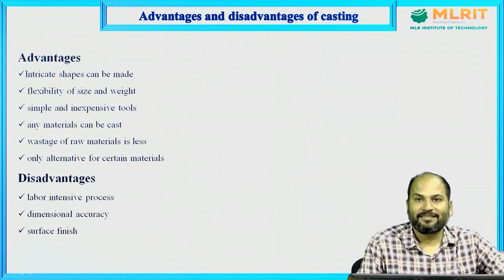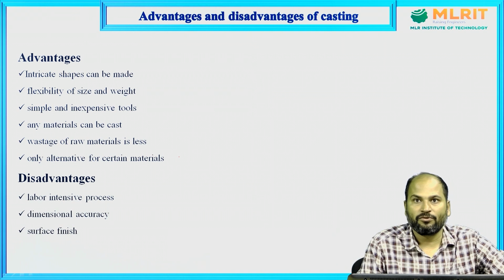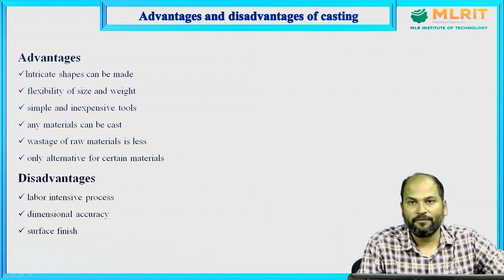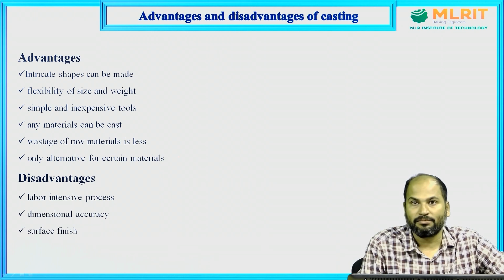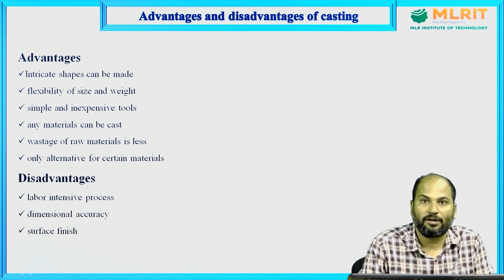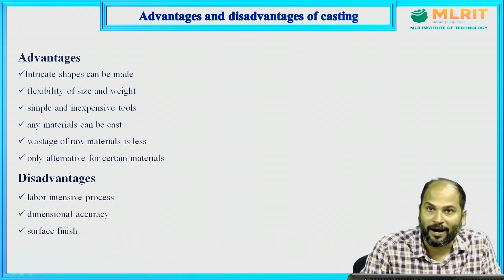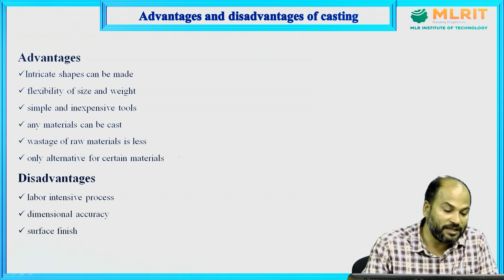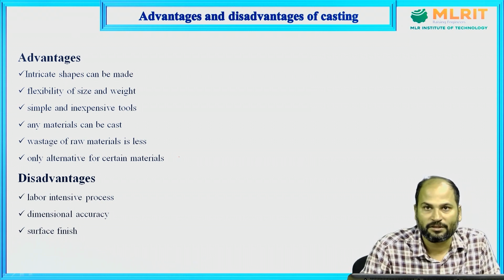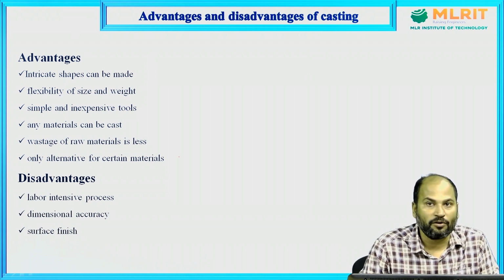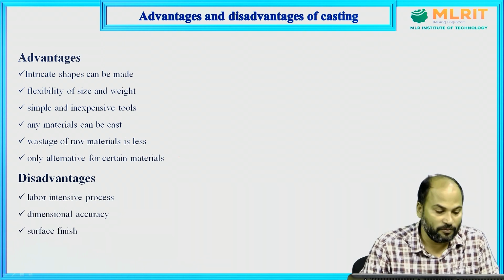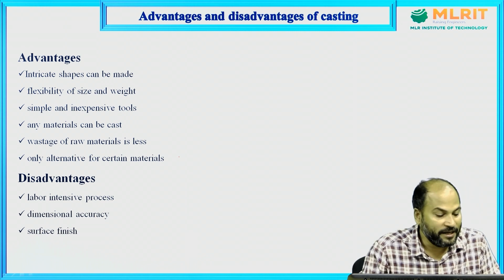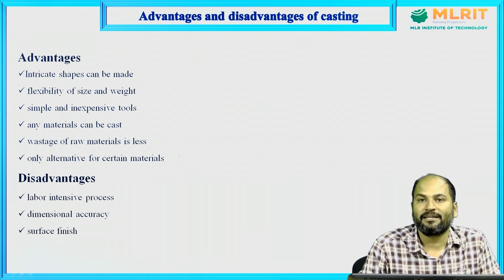So why is casting used? That is a big question that will come to mind. What are the advantages of the process? As I told, 50 to 60% of manufacturing till now uses casting. So automatically the question will come to mind, why is casting used extensively in all manufacturing? These are some of the points. After going through this, it will be clear why casting is used in almost 50 to 60% of the manufacturing sector. So the first advantage of this process is it can produce intricate or complex shapes.